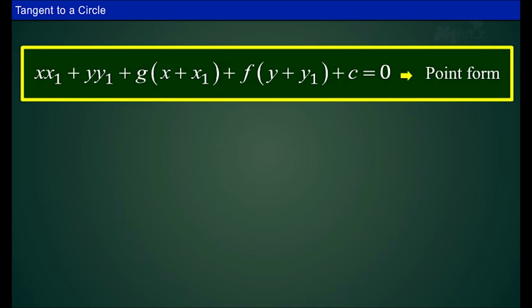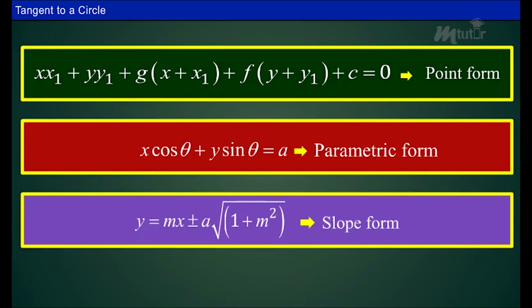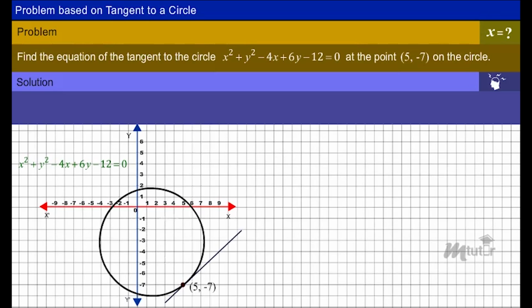Therefore, we have three different forms of the equations of tangent: point form, parametric form, and slope form. Let's solve a problem based on tangent to a circle. Find the equation of the tangent to the given circle at the point on the circle as shown. Solution. Given, the equation of the circle at the point is as shown.